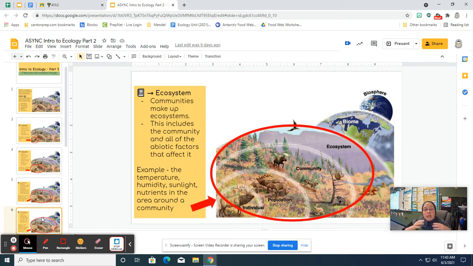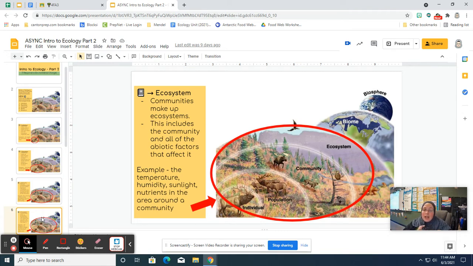If we take those communities and we then bring in all of the abiotic factors, the non-living factors, now we're talking about an ecosystem. So an ecosystem is our biotic factors, right? Our community, where now we're going to look at all the abiotic factors as well. So if we were studying ecology at an ecosystem level, we're going to look at the rainfall and see how the rainfall affects the different species that live there.